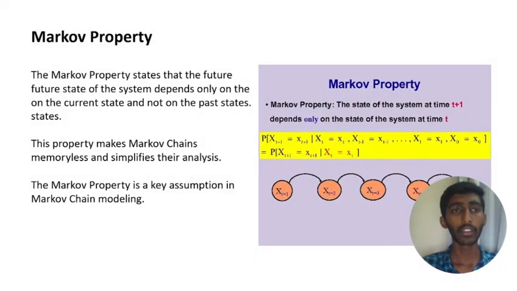Markov properties. Let's see what are the properties of the Markov chain. The Markov property states that the future state of the system depends only on the current state and not on the past states. This property makes Markov chains memoryless and simplifies their analysis. The Markov property is a key assumption in Markov chain modeling. As you can see in the picture, Markov property.